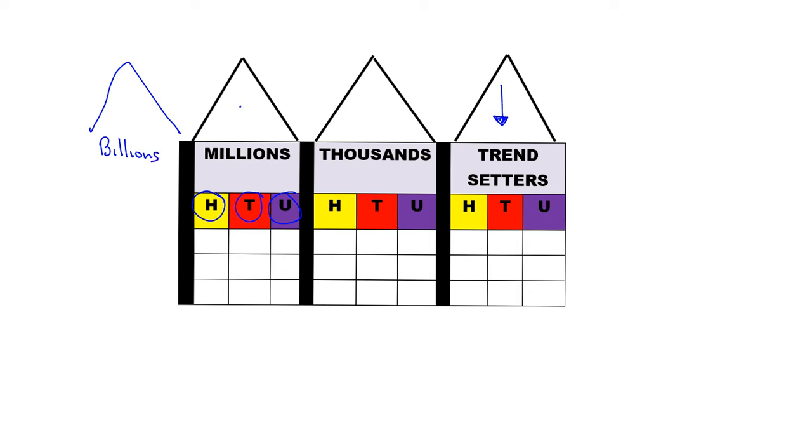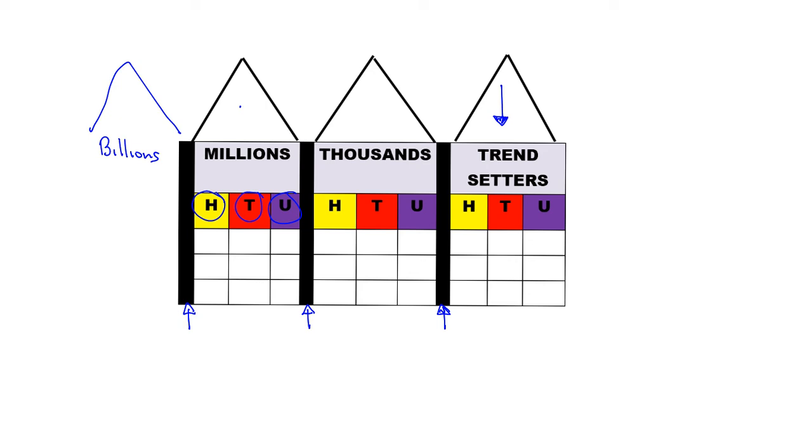So what we're going to do here is include some of these examples. We're going to write them using the houses. Between each house, in Australia, we tend to leave a space. So we have to have 3 digits in each house. So let's look at our first example, 15 million. That has to go in the millions house.